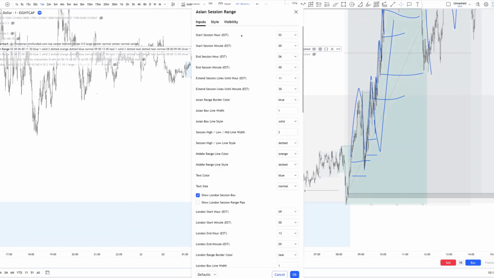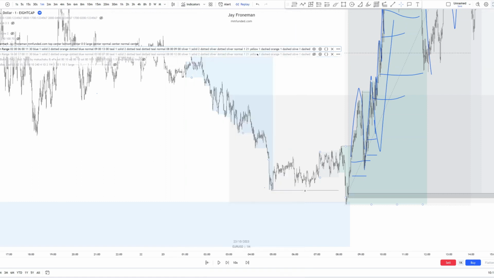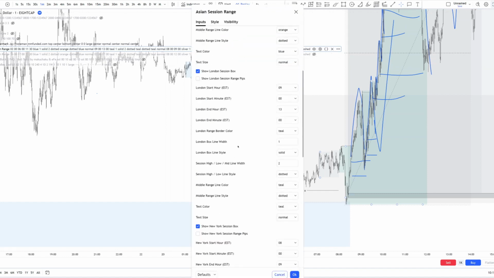The indicator is automatically set to EST, so you will need to convert your time zone. You can go over to Google, and let's say, for example, you're in New York and your time zone is GMT -4. You can search GMT -4 to EST conversion, and the Asian Session Range on EST is 2 o'clock till 6 o'clock, and you will need to do that conversion to GMT +4, or whichever time zone you're in. Okay, and you can do the same thing for London and New York.